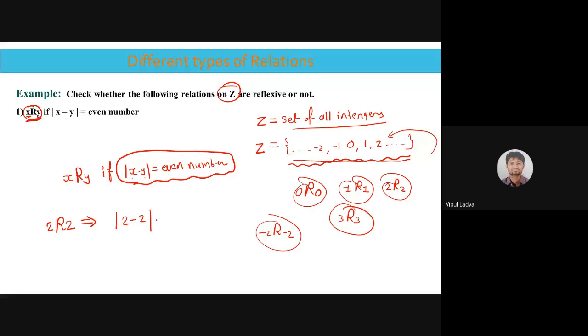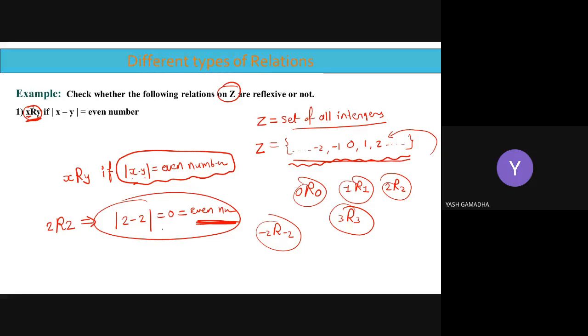Now what will be the value of 2 minus 2? It will be 0. And we all know that 0 is an even number, is it? 0 is an even number. Yes or no? Sir, yes. Someone is saying 0 is neither even nor odd, is it? Yes, it is even.